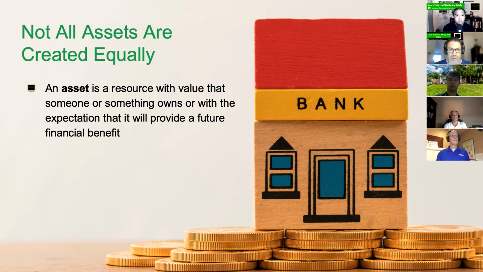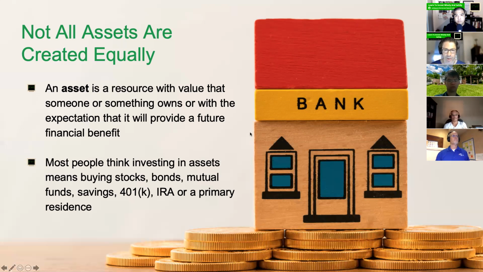Now, the big mistake that poor and middle class people make, according to Kiyosaki, is spending their lives buying liabilities instead of assets. Think about all your friends who are driving BMWs and Mercedes around, but they don't have cash flowing investments, right? That's kind of out of balance. Now, most people think investing in assets means buying stocks or bonds or mutual funds, savings accounts, or even a primary residence. So, when considering your primary residence as an asset, I refer to Kiyosaki's definition.